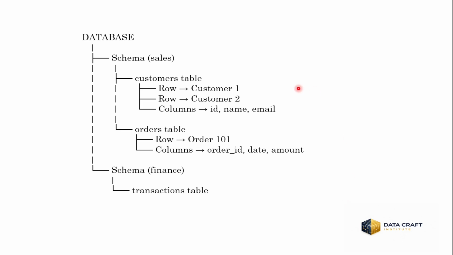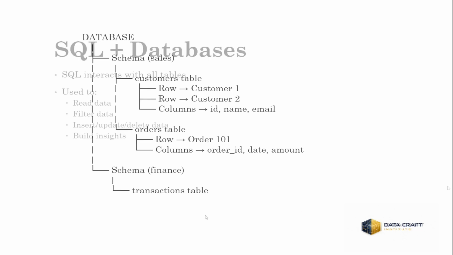So I hope the difference between rows and columns is clear. If not, you can comment. I will give you more examples.